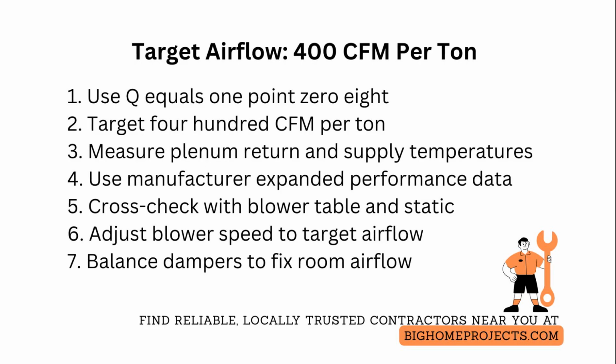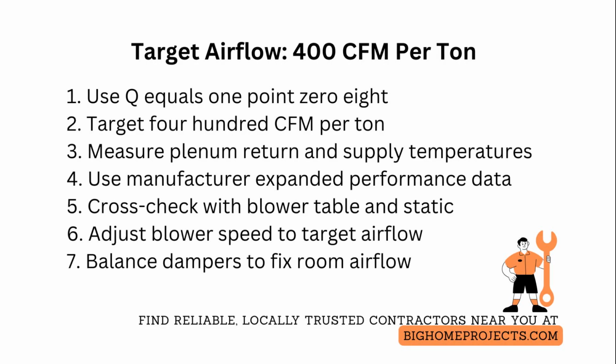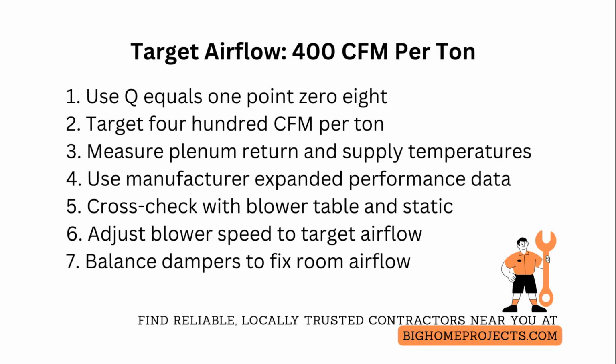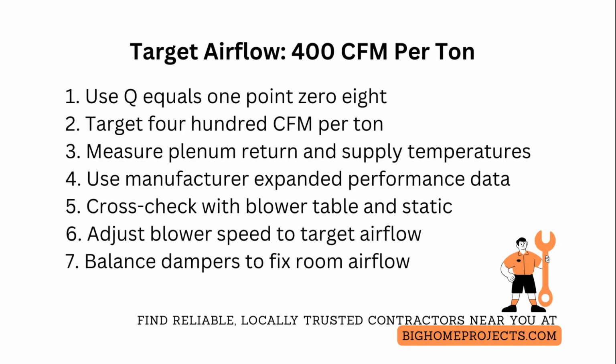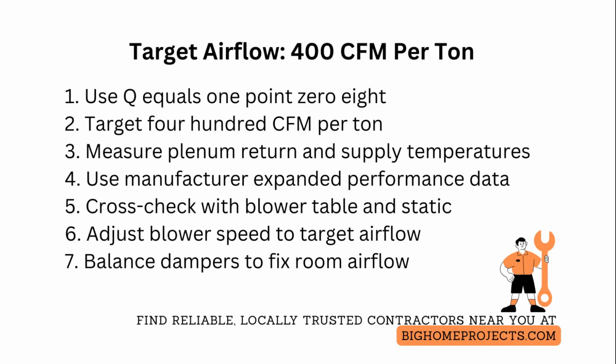Lock blower speed taps or adjust variable speed profiles to meet the airflow target per ton, then recheck temperature split and humidity to confirm results. Balance dampers at the trunk branches to correct room level high and low airflow without forcing total system airflow out of range. Always re-verify refrigerant charge or heat output after airflow is corrected, because charge and combustion tuning depend on correct cubic feet per minute.